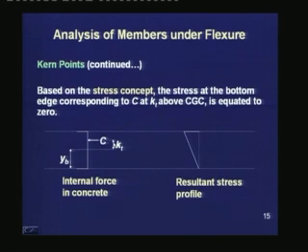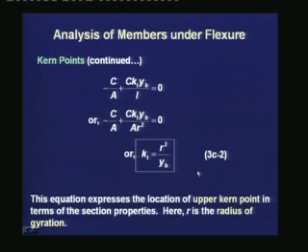When C acts at the upper Kern level, which is at a distance KT from CGC, then we have a zero stress at the bottom. Now, on the right hand side, we see the resultant stress profile when C acts at the upper Kern point. If we write the expression of the stress at the bottom corresponding to this location of C, we find that the first term is the uniform compression caused by C, and the second term is due to the eccentricity of C from the CGC, which is given by C times KT, which is the moment due to C, times YB, which is the distance of the bottom edge from the CGC, divided by I, and the sum total is equal to 0.